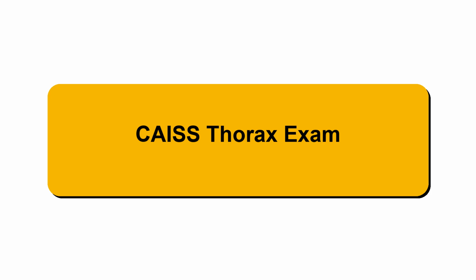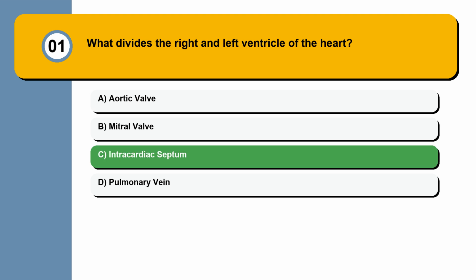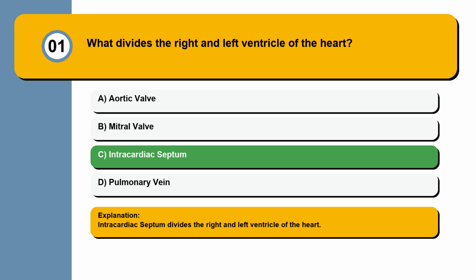CAISS Thorax Exam. Question 1. What divides the right and left ventricle of the heart? Aortic valve, mitral valve, intracardiac septum, pulmonary vein. Intracardiac septum divides the right and left ventricle of the heart.